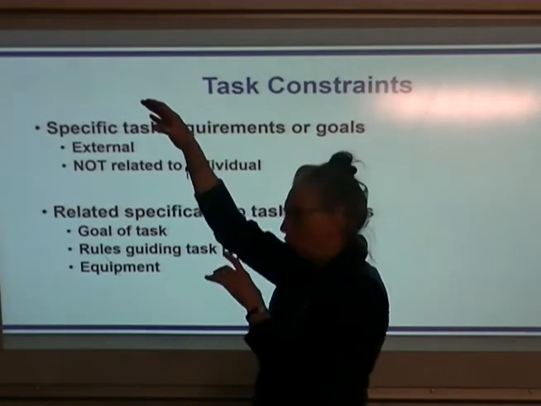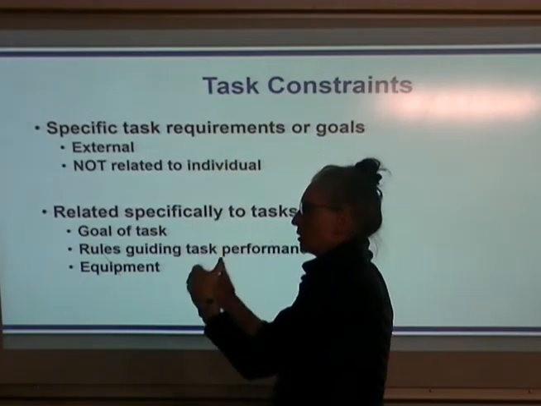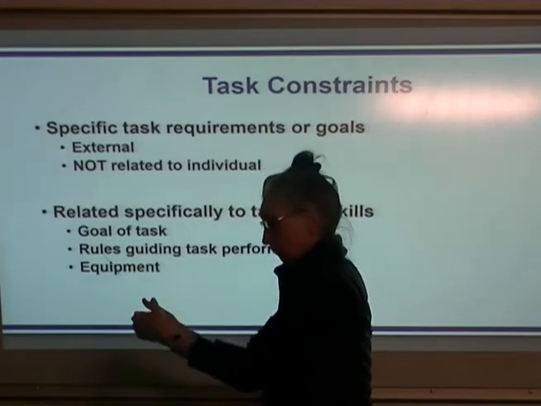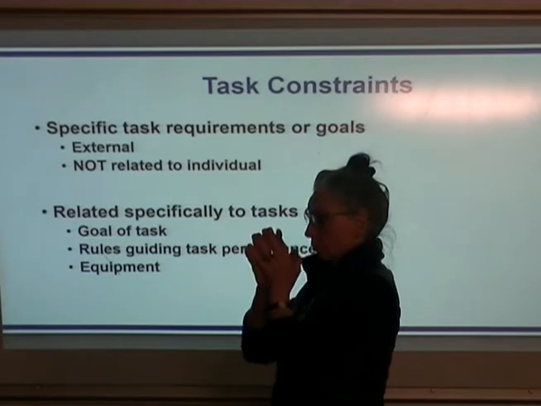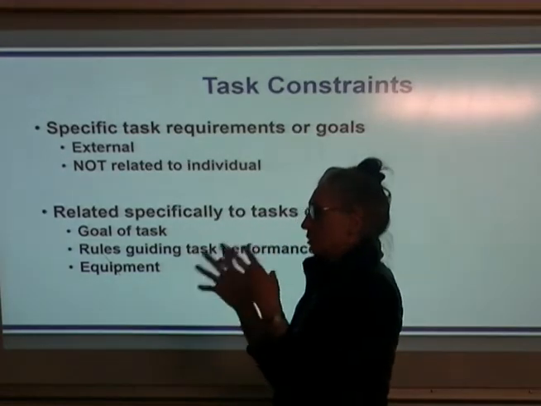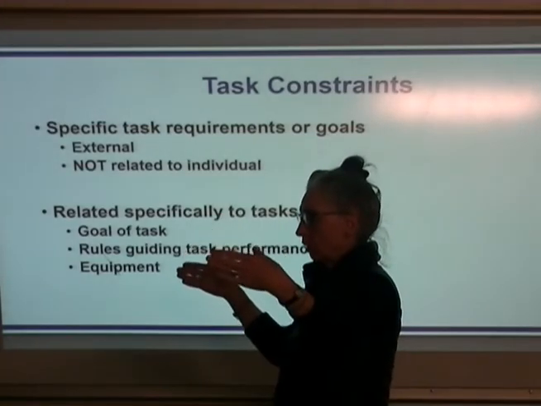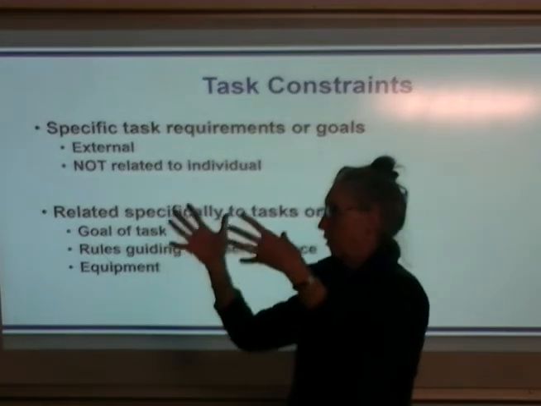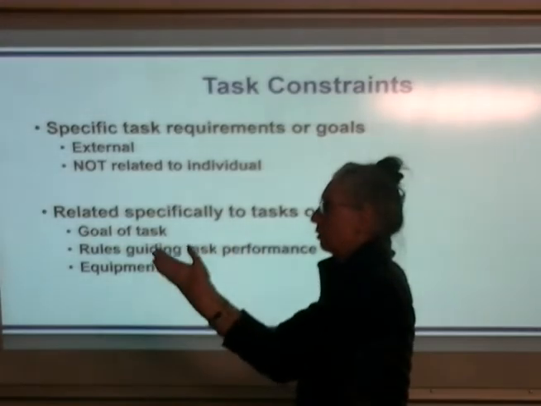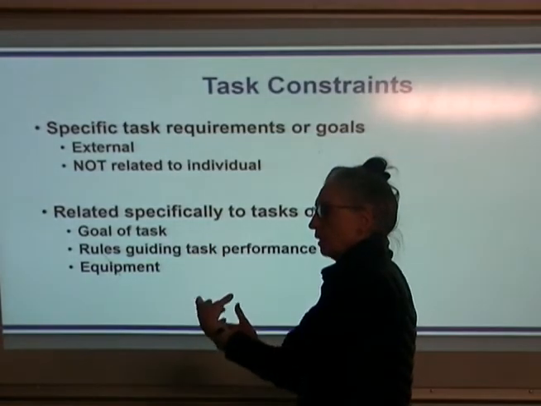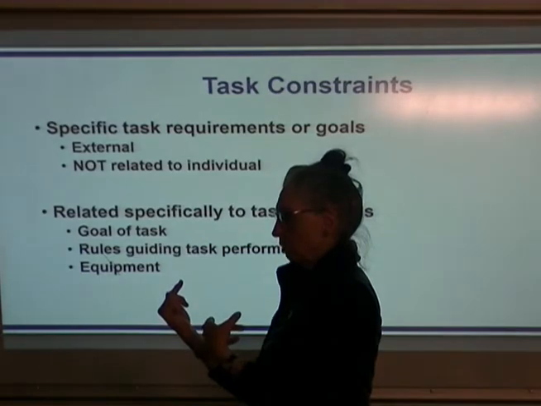So not a goal, but what's the goal of the task? What is the task supposed to achieve? All right? The rules around the task. So am I playing a full team of soccer or am I playing 3-on-3? If I'm playing tennis, do I allow the ball to bounce twice or do I stick to the typical rules that the ball can only bounce once?